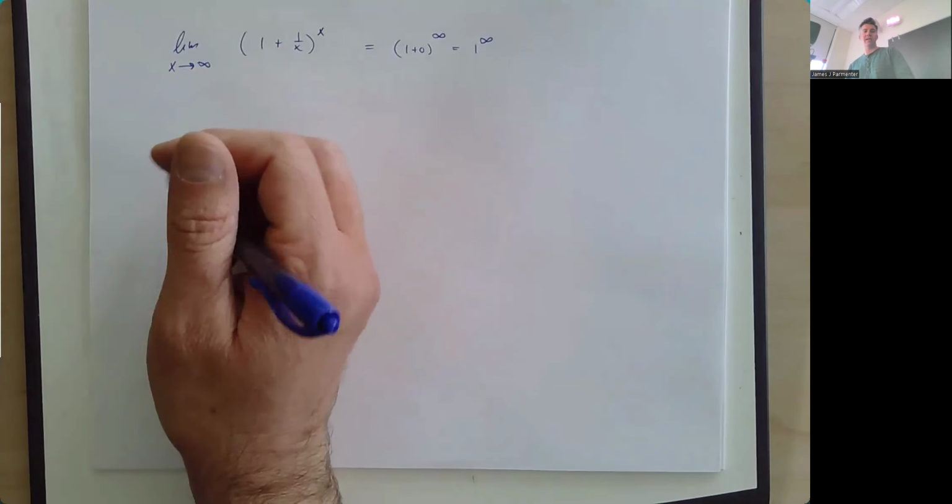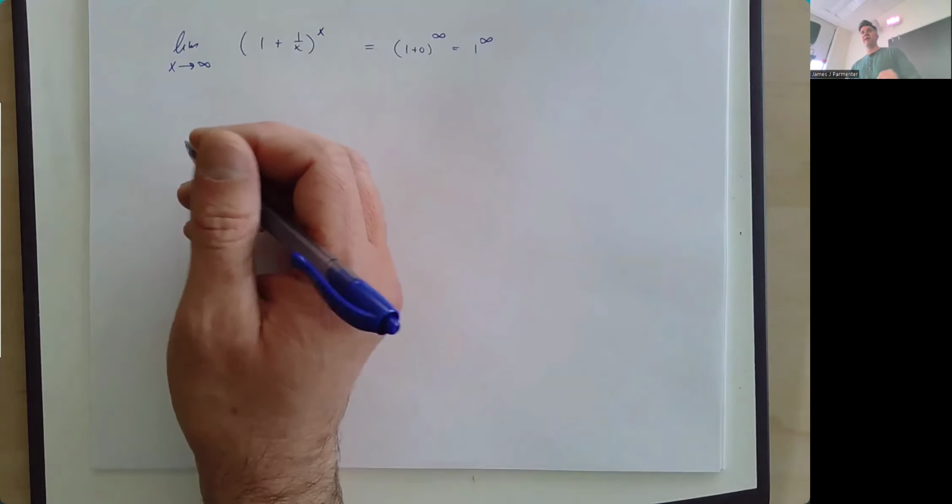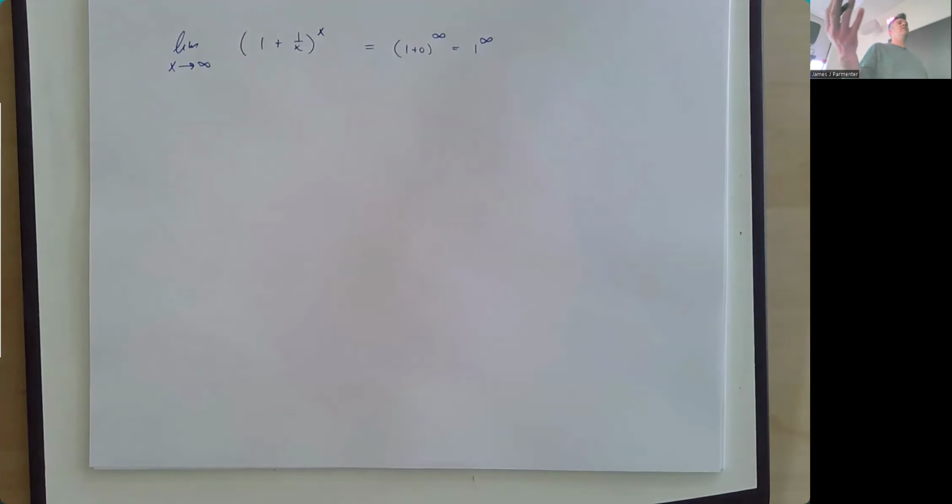There are 2 ways of doing this, and I should actually ask you all. For those of you that have seen this in your class, has your professor just taken the natural log of the expression, or have they done e to the natural log of the expression? Okay, I'll show you both ways. I would say I'm probably more prone to do it this way.